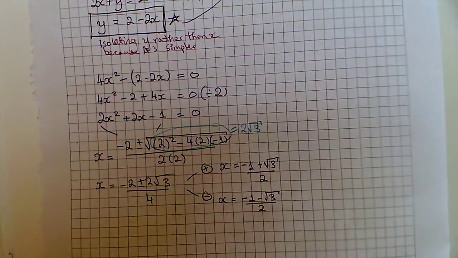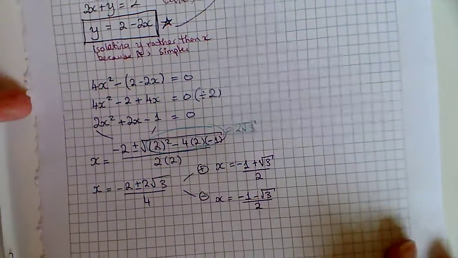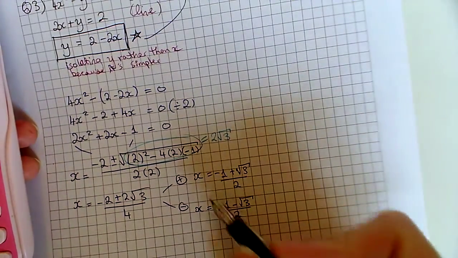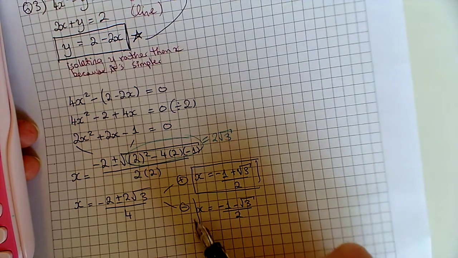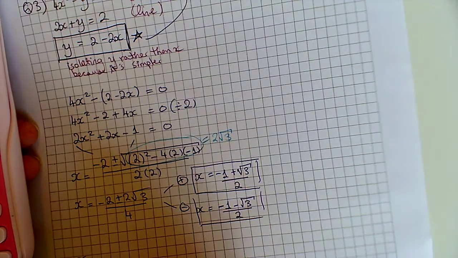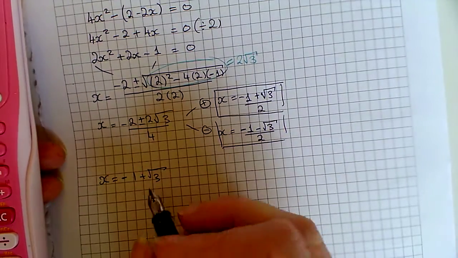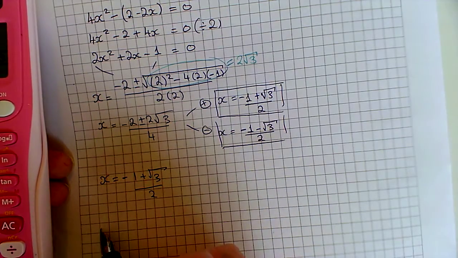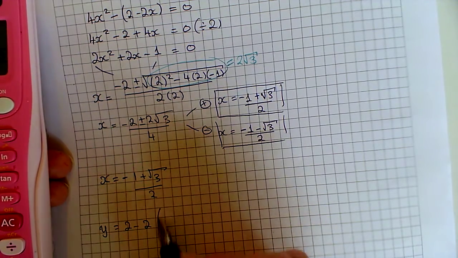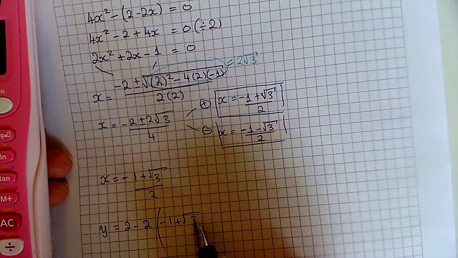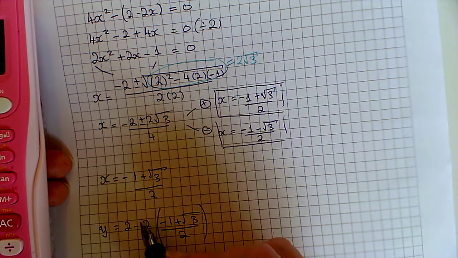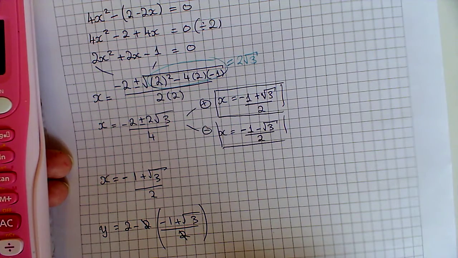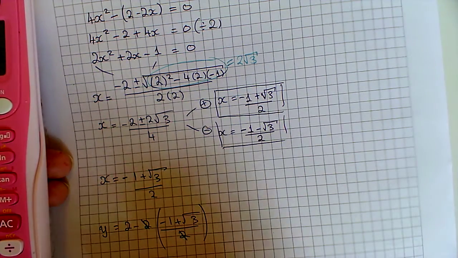And then you'll sub them in and you'll get a decimal answer for y as well. So I'm going to leave them as surds though, because sometimes we're asked to work with surds like this. So when x is equal to minus 1 plus the square root of 3 over 2, y will be 2 minus twice minus 1 plus the square root of 3 all over 2. You can put this into your calculator, or you can notice that those 2's will divide in and cancel, and the minus will change the sign.